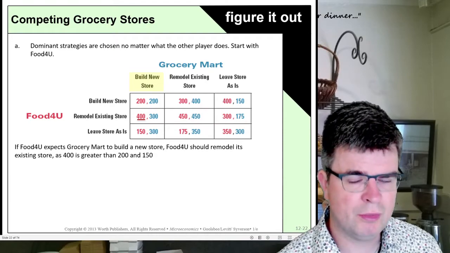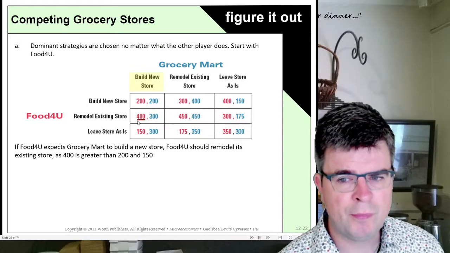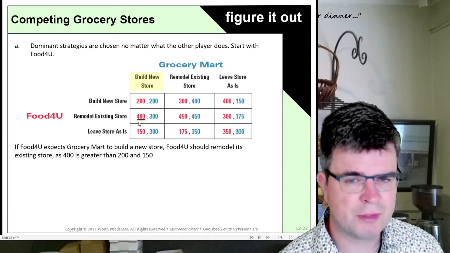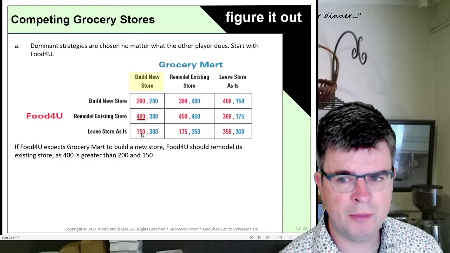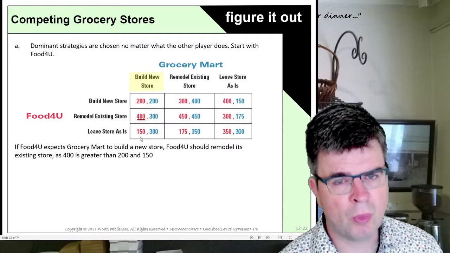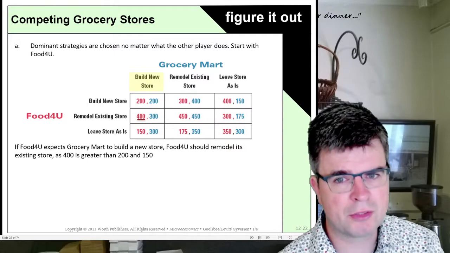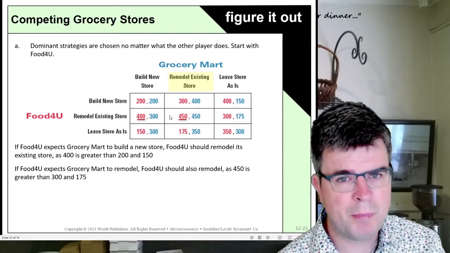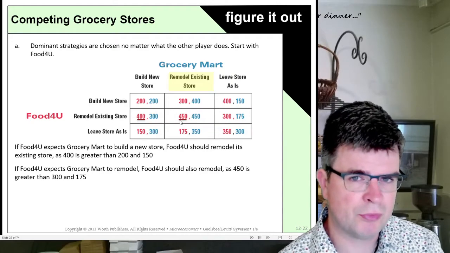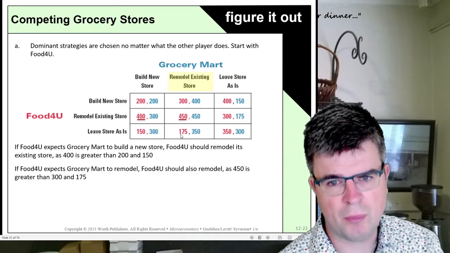store? Well, if Food for You expects Grocery Mart to build a new store, then it's optimal for Food for You to remodel its existing store, because then it will have profits of 400, which is more than the 200 or 150 that it would attain if it would build a new store or leave the store as it is. If instead Food for You expects Grocery Mart to remodel the existing store, then it's also best off to respond by remodeling its existing store, because then it attains a profit of 450, which is more than the 300 or 175 that it could attain otherwise.